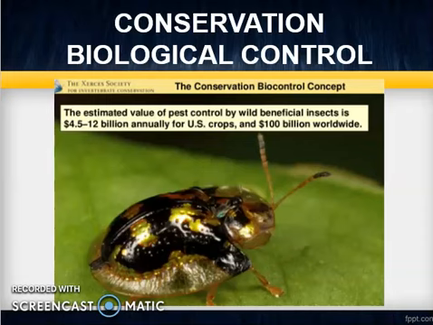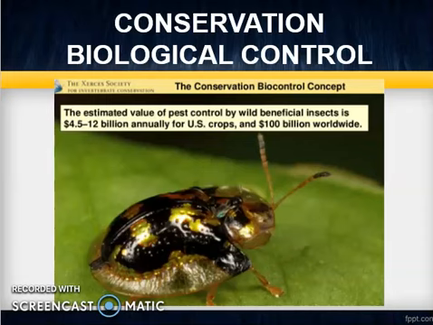This slide shows the economic importance of the conservation biological control approach. The estimated value of pest control by wild beneficial insects, or what we call natural enemies, is about 4.5 to 12 billion US dollars annually for US crops, and 100 billion worldwide. So this is the importance of the method, how we protect our crops in the agriculture field.